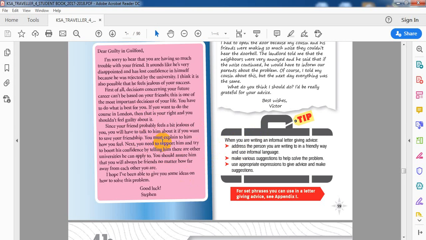The last things of this lesson: when you're writing an informal letter giving advice, point 1, address the person you are writing to in a friendly way and use informal language. Point 2, make various suggestions to help solve the problem. Point 3, use appropriate expressions to give advice and make suggestions.